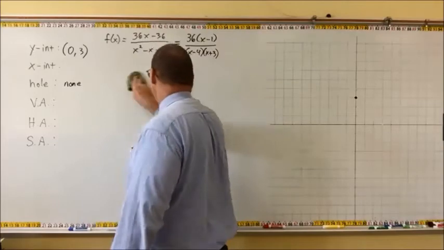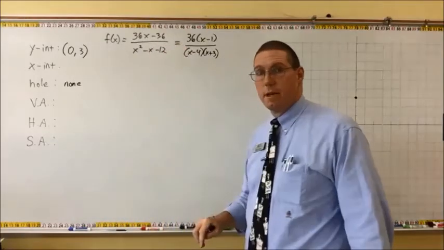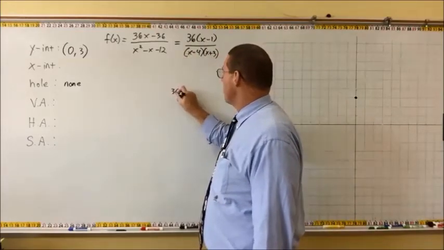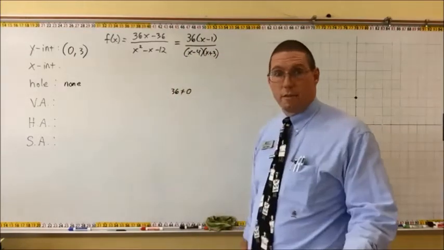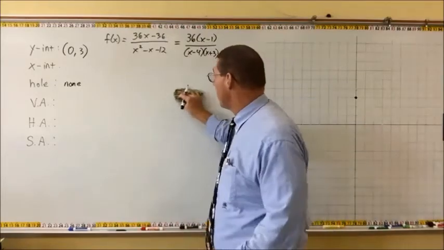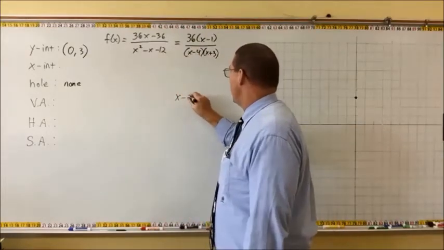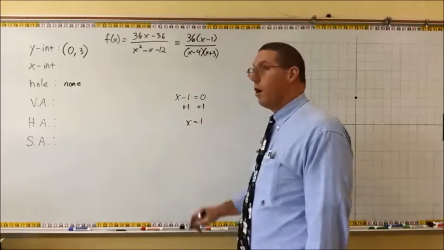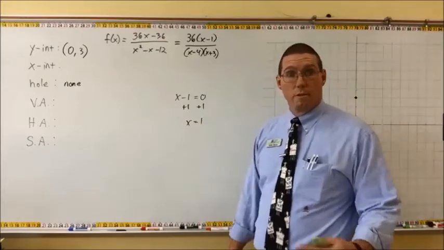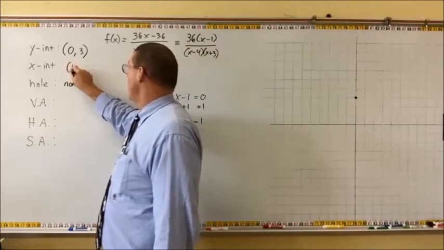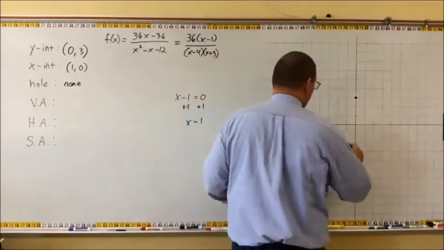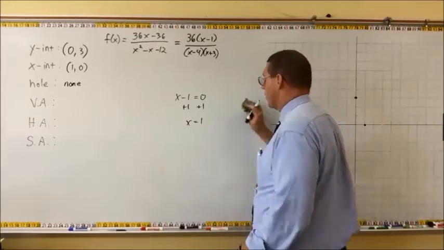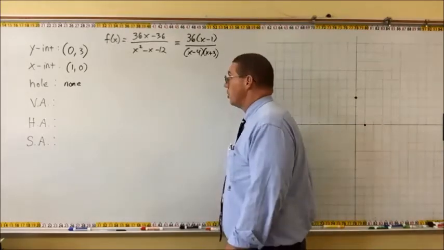Now let's find the x-intercept, or intercepts, however many there are. We take the numerator and set it equal to 0. Well, 36 does not equal 0, so that doesn't count. So we're going to ignore the 36 entirely. We are going to take the x minus 1 and set it equal to 0. We add 1 to both sides, and we get x equals 1. So at x equals 1, there is an x-intercept. So that's (1, 0). So from here, (1, 0), x-intercept, we'll put a dot. It's the only x-intercept in this function.